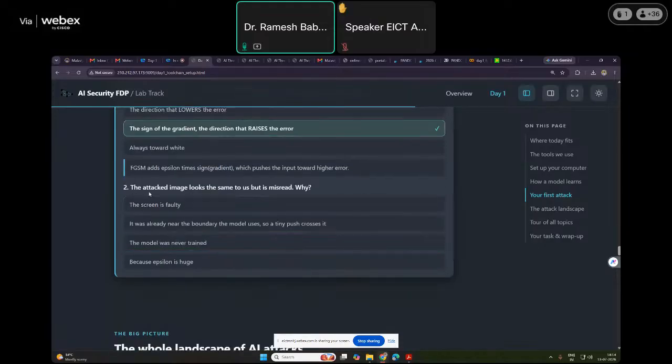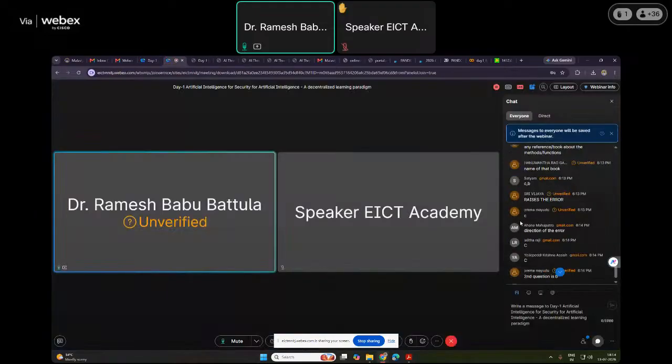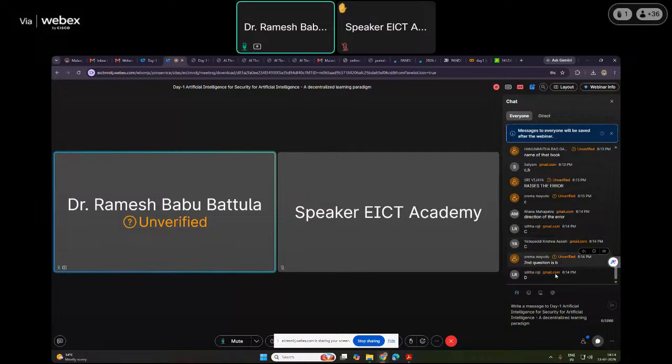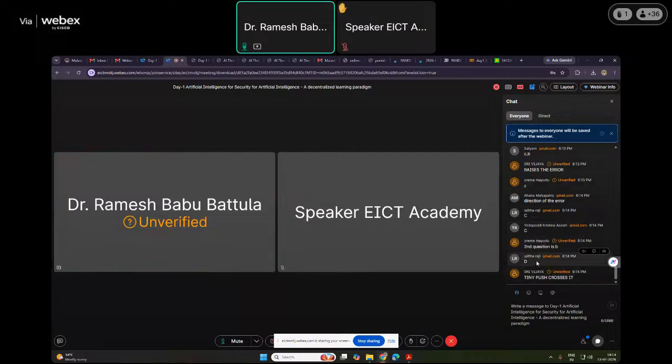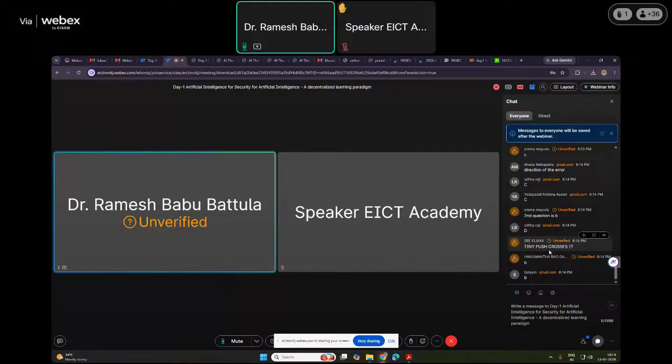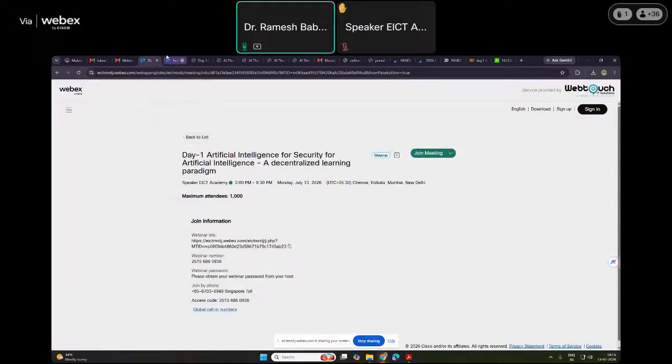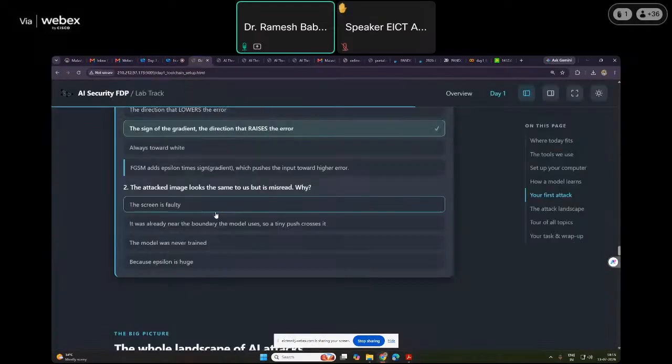The attacked image looks the same to us but is misread. Why? We have also had a discussion on this. So what are your guesses for this question? Please reply in the chat. The second question is B. Okay. Tiny push crosses it. Okay, so B and D.